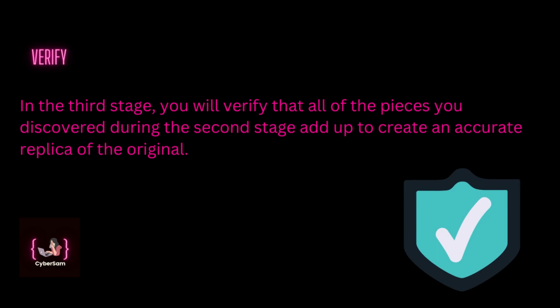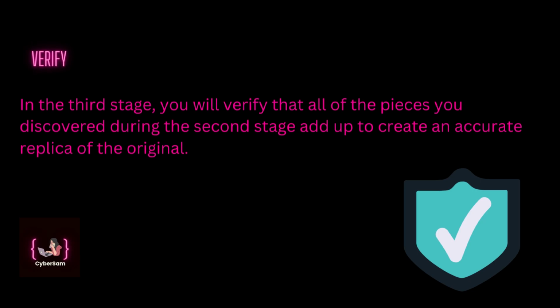Third is the verification stage. In this stage, you'll verify that all the pieces that you discovered during the second stage add up to create an accurate replica of the original product itself. You'll verify the accuracy and validity of your design by testing the system, creating prototypes, and experimenting with the results. Verification methods may differ with each project. However, the testing and analysis you perform should ensure the components meet the specific design requirements of the project.